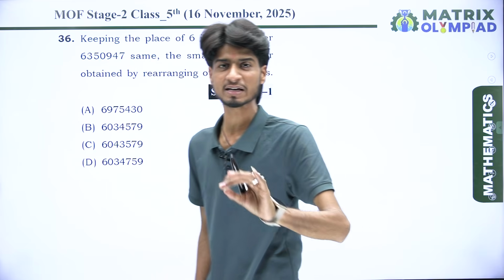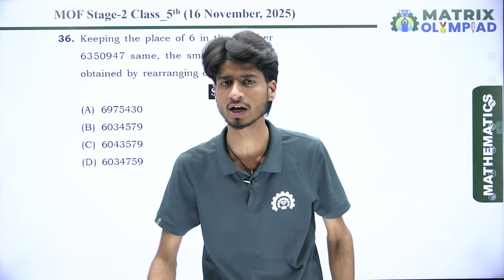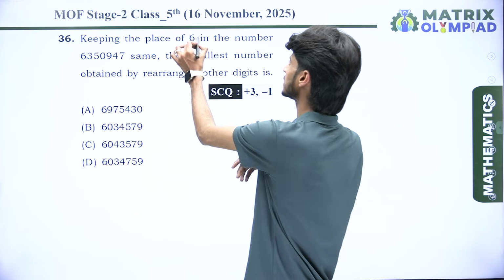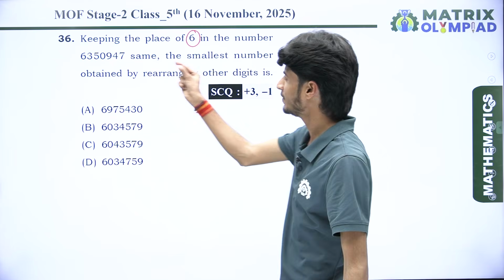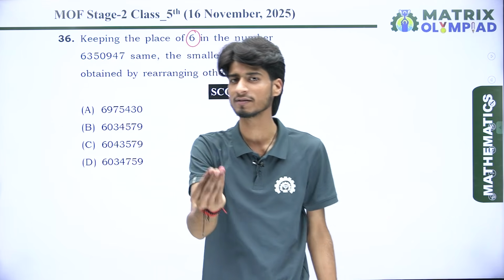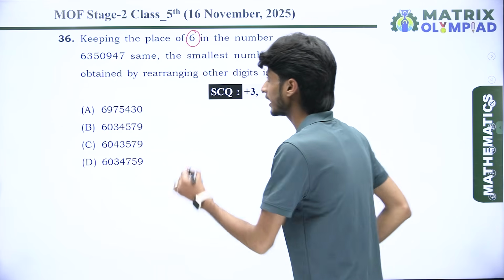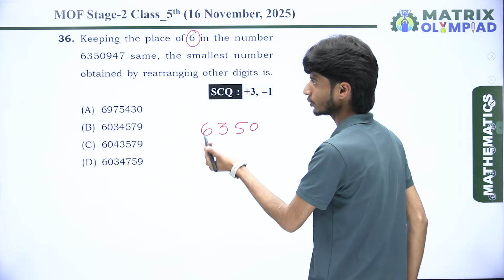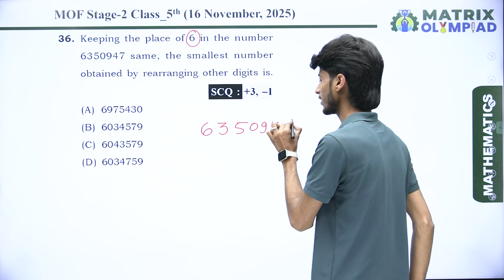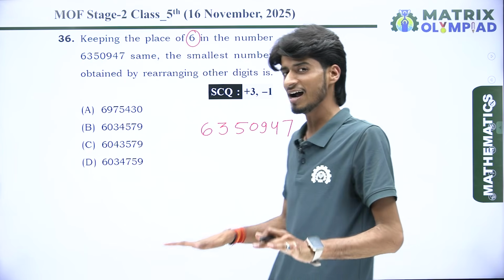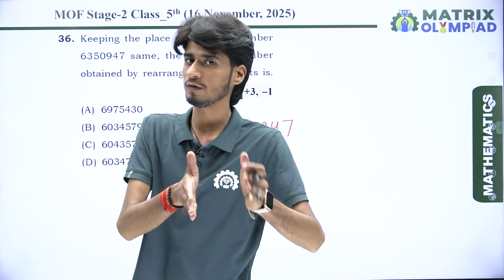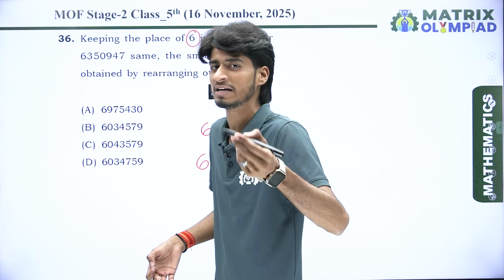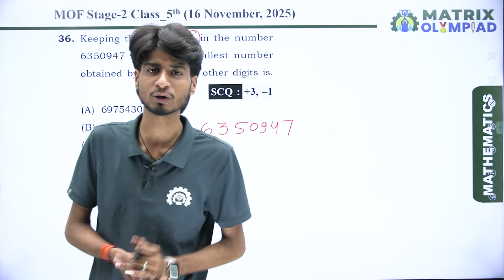Now we are having question number 36, which you face in the examination. Look, keeping the place of 6 in the number 6350947 same. That means we are having the number 6350947, and we can't change the place value of 6. That means the place value of 6 is proper and fixed according to the given question's criteria.